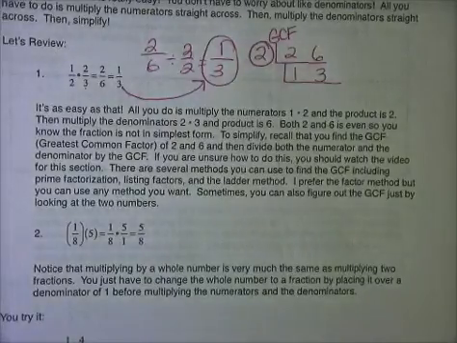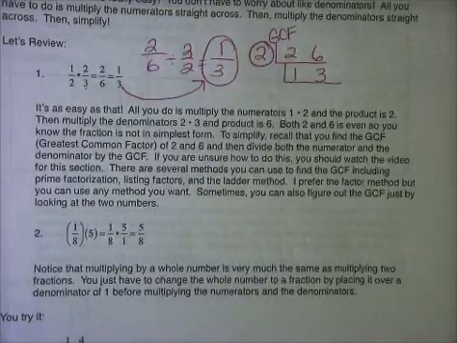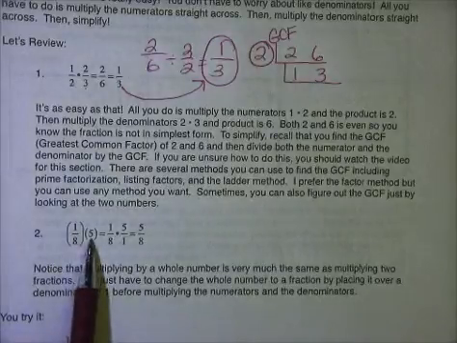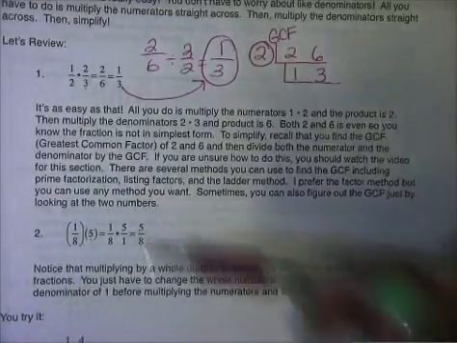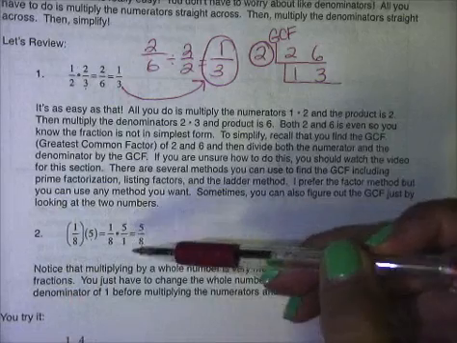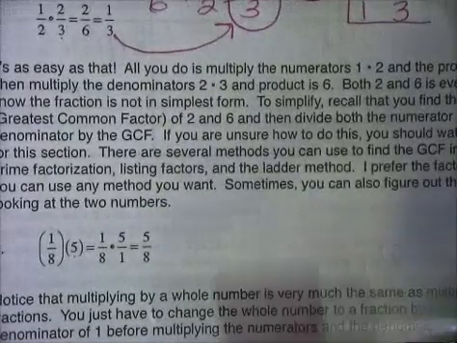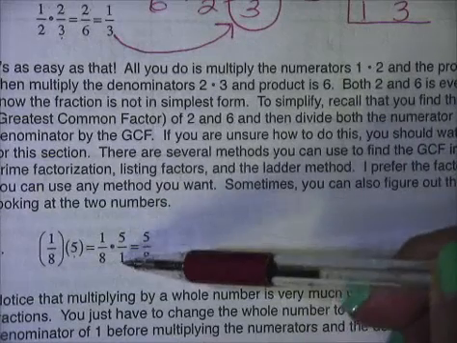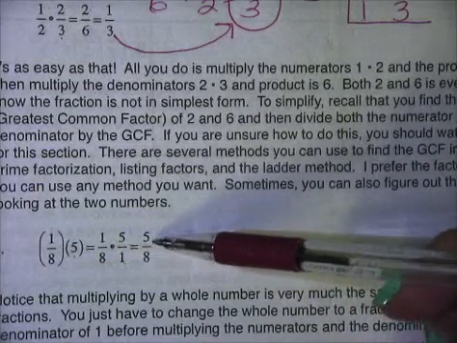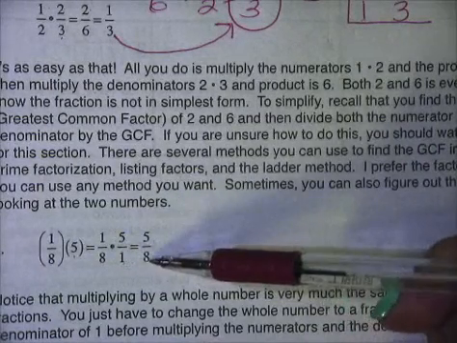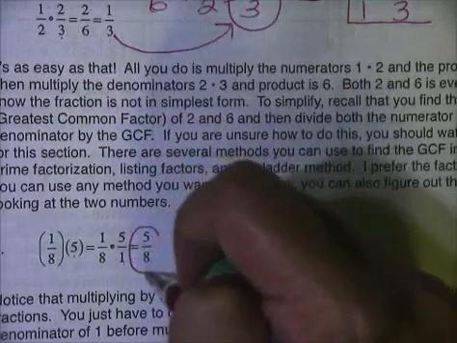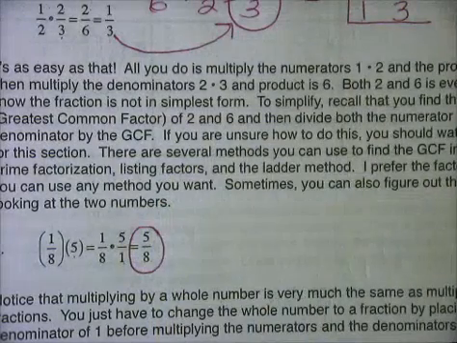All right, number 2, we have 1/8 times 5. This time we're multiplying a fraction by a whole number. In order to multiply by a whole number, we need to change that whole number to a fraction. To change a whole number to a fraction, you just put it over 1. So we have 1/8 times 5 over 1 equals 1 times 5 is 5, 8 times 1 is 8. These are already in simplest form. You can't simplify, so that's as far as it goes.